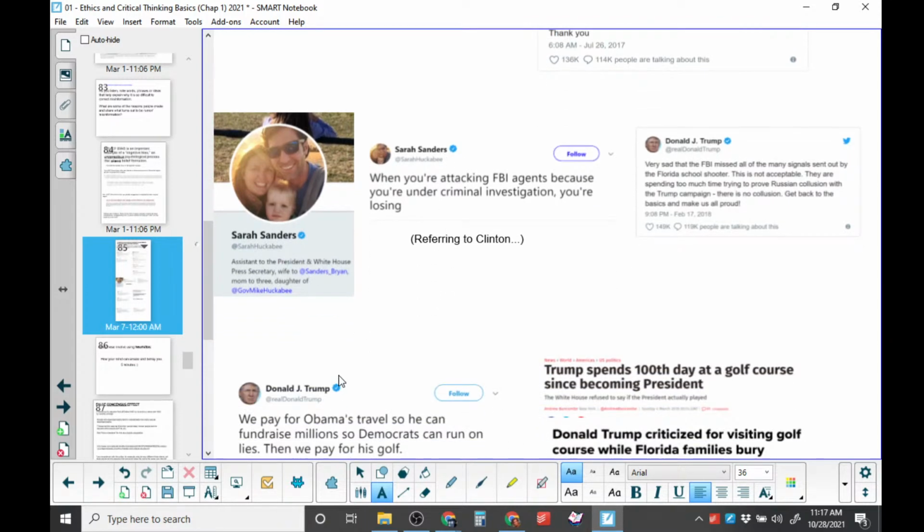This Sarah Sanders, going back a little ways, was referring to Clinton when she said, when you're attacking FBI agents because you're under criminal investigation, you're losing. Donald Trump started attacking the FBI. She was his spokesperson, going back a little bit.